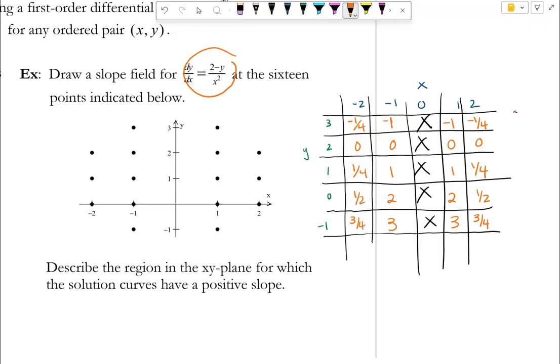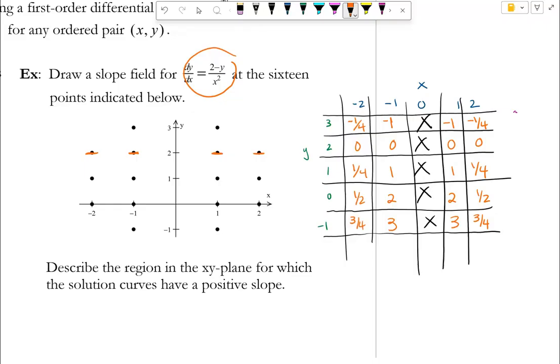So again, as we're making our slope field, you could do it however you want. My pro tip is to start with where we see zeros. So we said anytime y is 2, I'm going to go up to where y is 2, and I'm just going to put a slope of 0 here. I'm not going to put a slope of 0 on the y-axis because we would be dividing by 0 there.